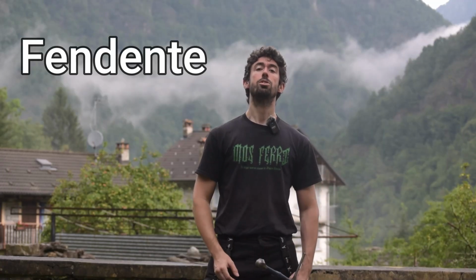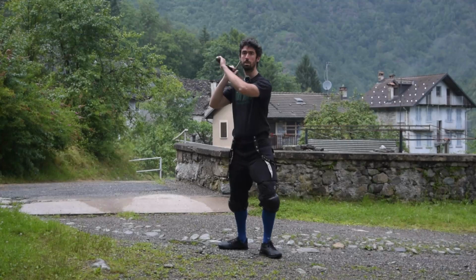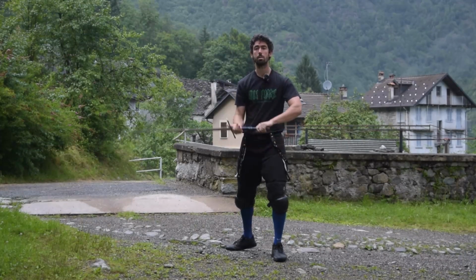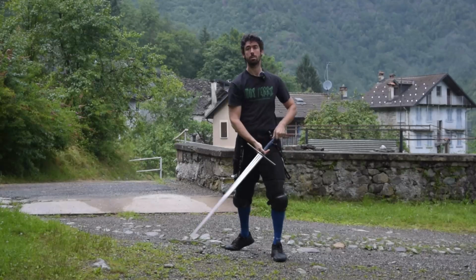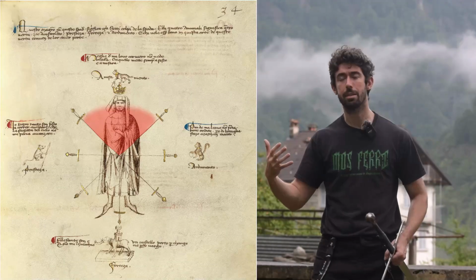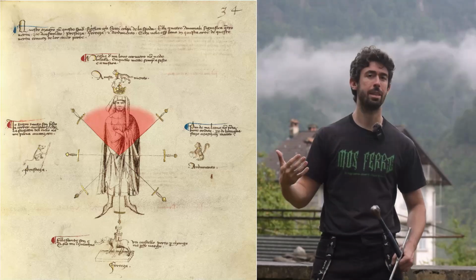Fendente is a cut which comes from above and goes downwards. It's a vertical cut, a mostly vertical cut. There is not a specific path to follow. In Fiore there is a path described, an ideal path, but of course it's an ideal. Instead, you have to think about the fendente as a mostly vertical cut. So if it is more vertical than horizontal, it's a fendente.